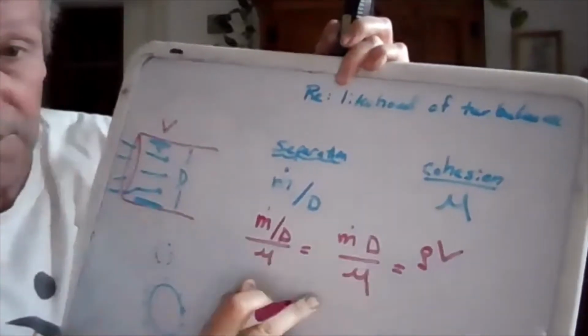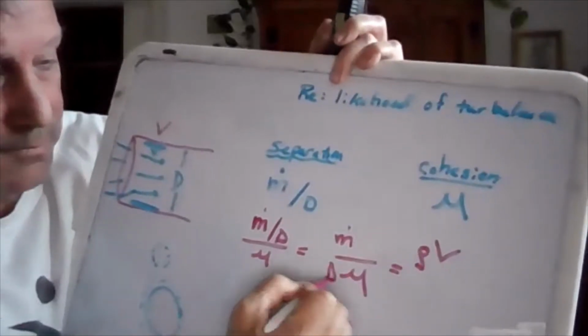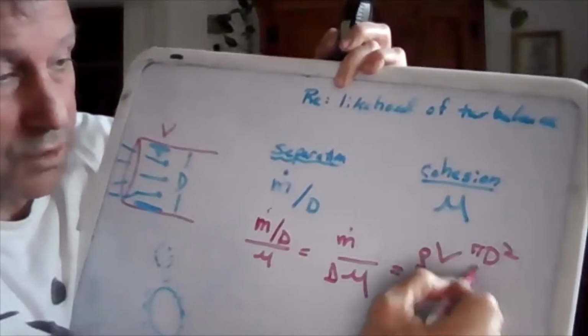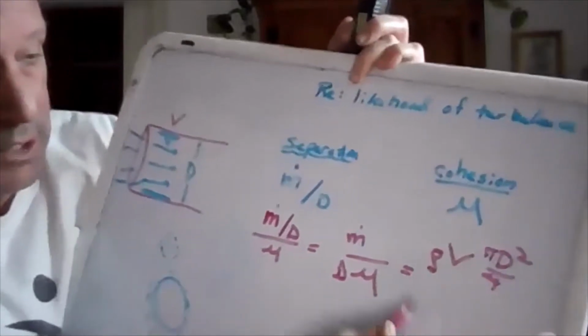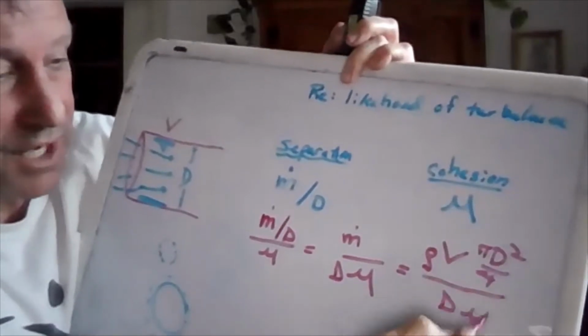By the way, I'm sorry, I have a mistake here. You guys probably caught that. I should have probably had the diameter in the bottom. Okay, the cross-sectional area is pi D squared over 4. Okay, so now I have m dot, and on the bottom, I have the density times the viscosity.